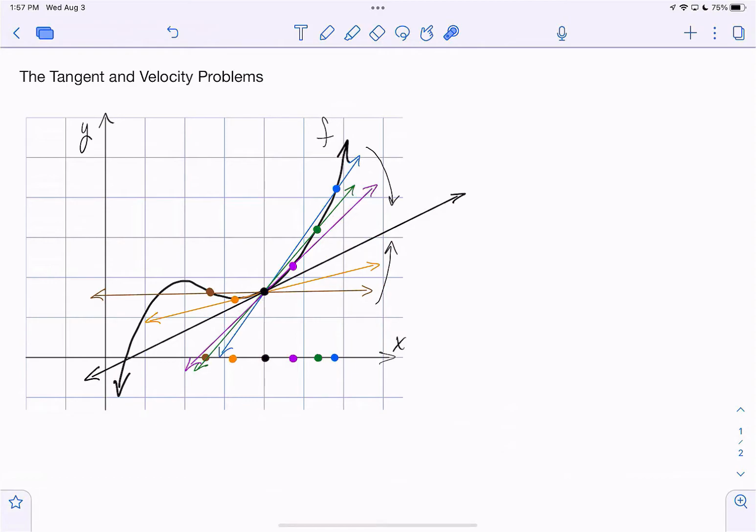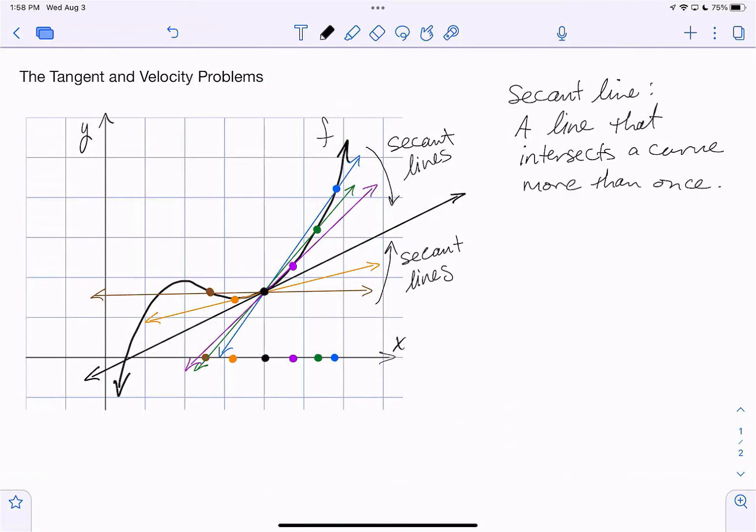All of these lines of various colors that are not black intersect the curve at more than one point, and these are all called secant lines. We can characterize a secant line as a line that intersects a curve more than once. And you can see that's characteristic of all of these various colored lines that I drew. Now you might point out, well, the black one touches the curve more than once. That's because of how the graph bends on itself, right? But by definition, a secant line is going to intersect more than once.